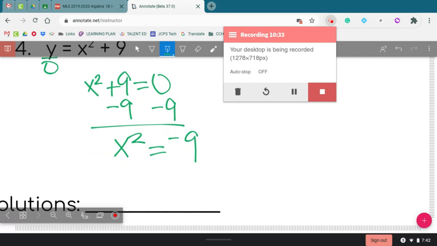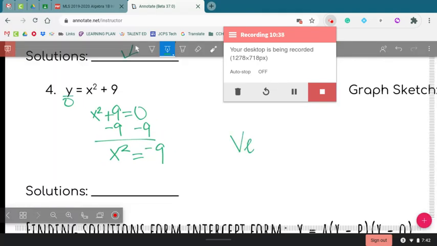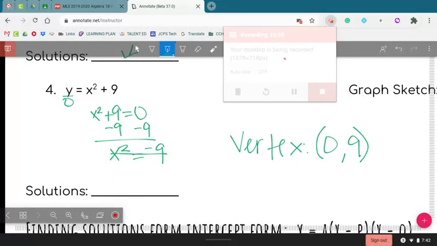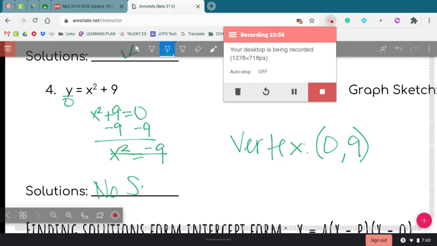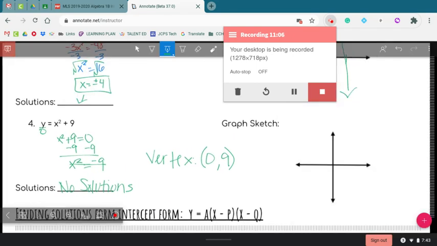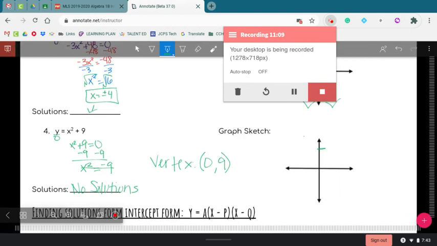The reason why is this parabola's vertex is at 0, 9, and it's going up. So it's never going to cross the x-axis. So that means if it is never going to cross the x-axis, you will have no solutions. Because this graph would cross like right here and it would just go up. So it would never come in contact with this x-axis.